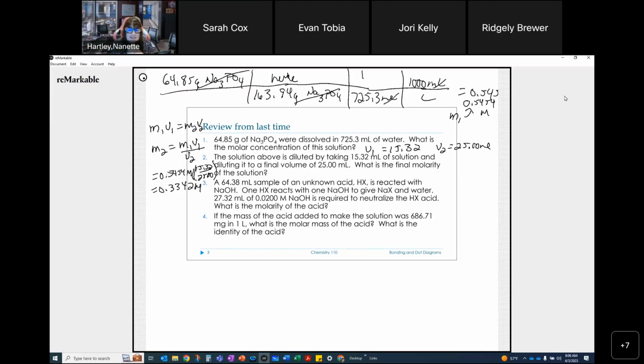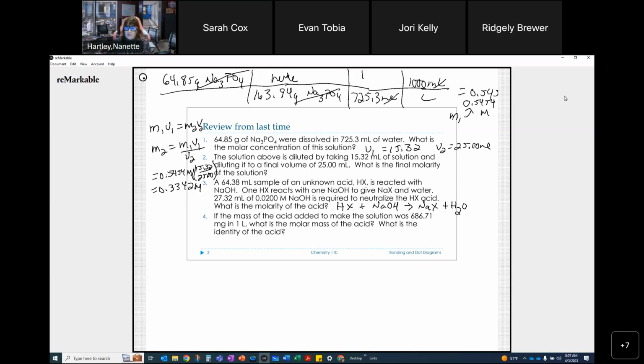Okay. A 64.38 milliliter sample of an unknown acid, HX, has reacted with NaOH. One HX reacts with one NaOH to give NaX in water. So I'm going to take a look at that and go, all right, I don't know really what that means, but it says HX reacts with NaOH, and that gives me an NaX plus H2O. So I can tell from looking at this that it's an acid-base reaction, and I know that also because it says it's an acid, and I know that NaOH is a base. That's an acid-base reaction. Okay, fine.